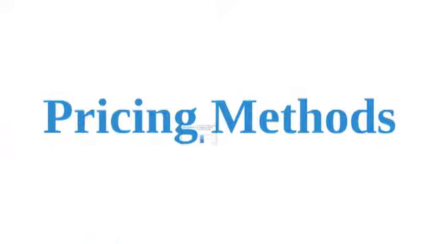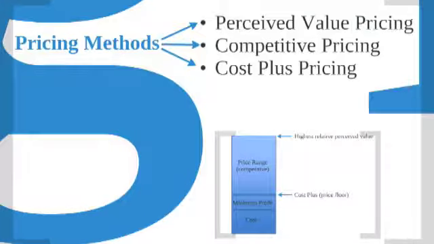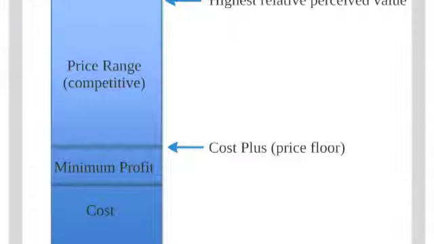So when you're trying to price something in a market, there's three basic ways. It's cost plus pricing, competitive pricing, and perceived value pricing. The first one's cost plus pricing, and this is where you basically look at how much it costs you to produce it, and you put a little bit on top. These are the people making the least money in the category.